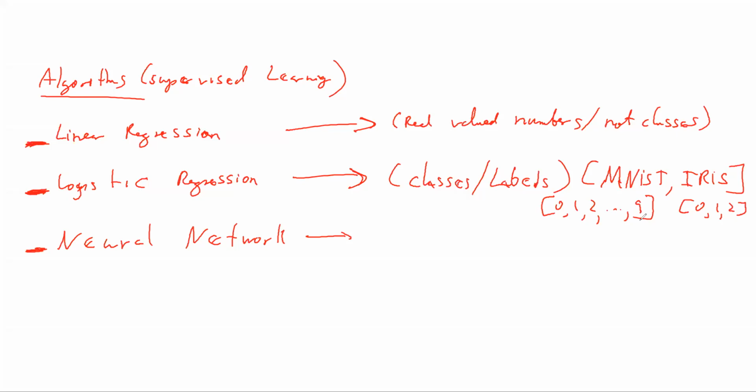And then neural networks, usually we're going to use them for labels, but they can predict both, right? So a neural net could predict both, depending on the way that we build them. But mainly we're going to use them for labels as well. All right, so that was the first thing I wanted to say.